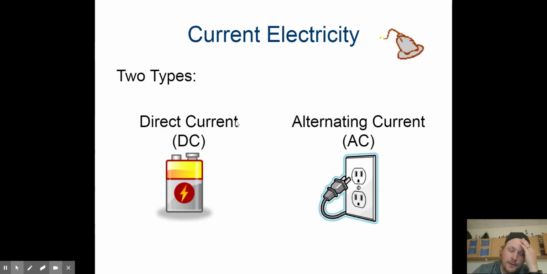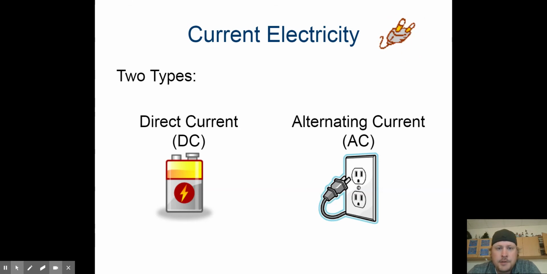All right, let's talk about current electricity. In current electricity, we have two different types. We have something called DC, which is a direct current, and we're going to talk about what a direct current is in just a minute. And something called alternating current, AC, which is what we get from a power outlet.